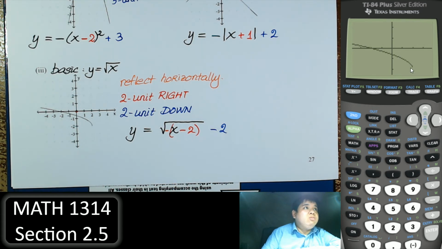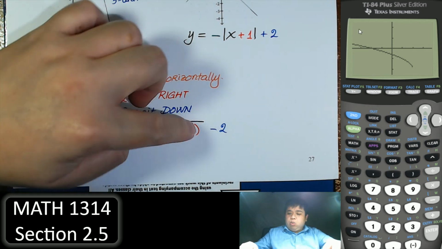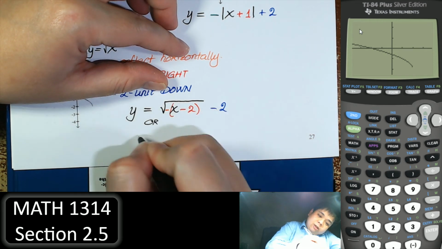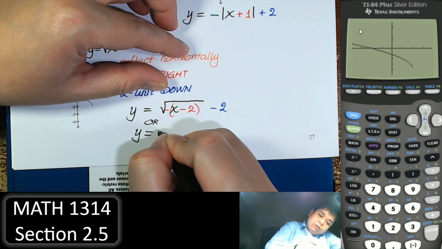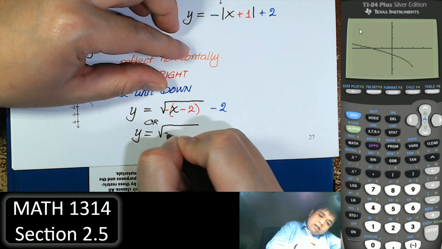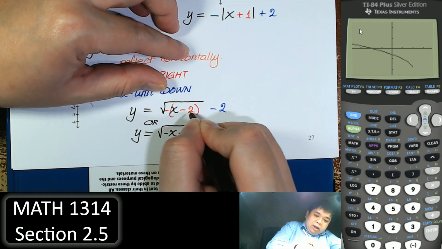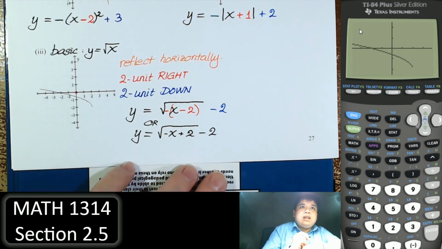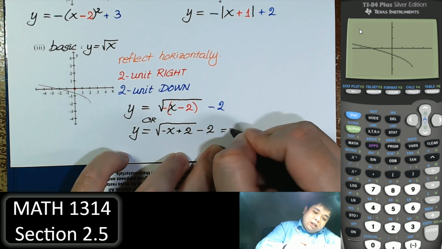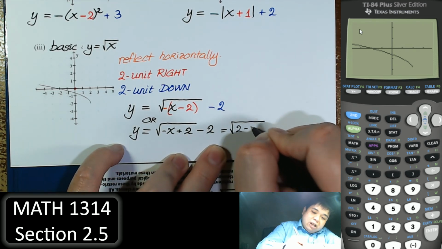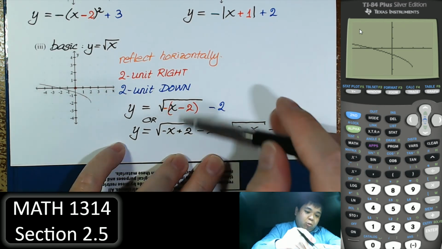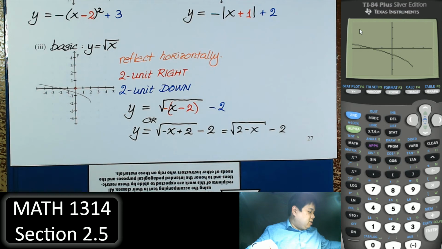Yeah, this is 2 negative 2. Of course, we can distribute the negative. We can also say y equal to the square root of negative x minus 2. So that, or we can just say 2 minus x minus 2. Either way, one of those is the answer.